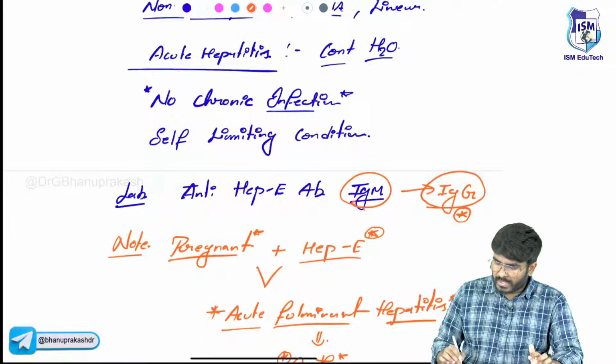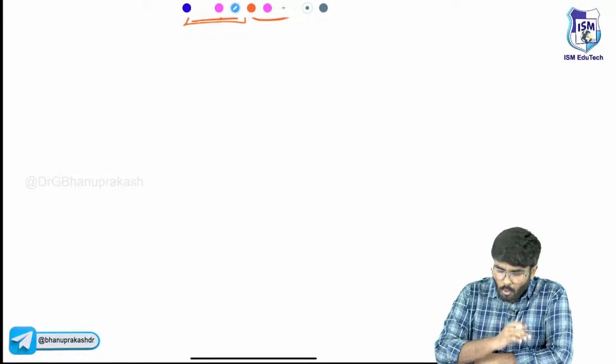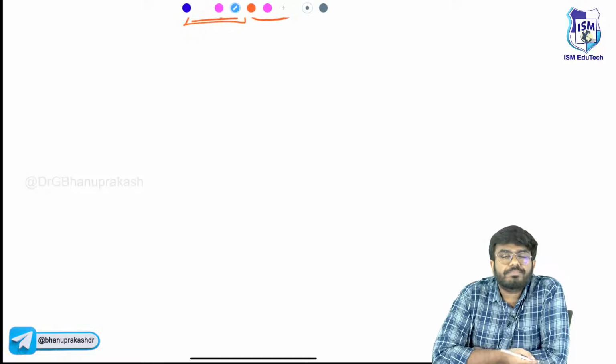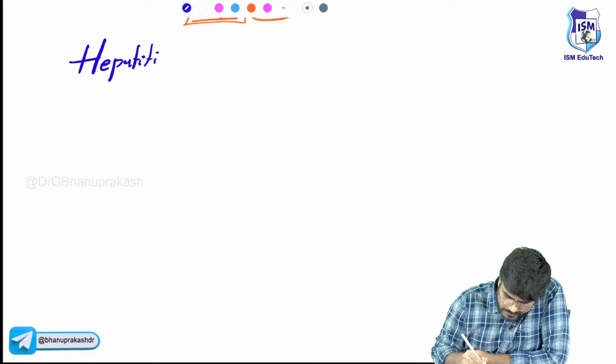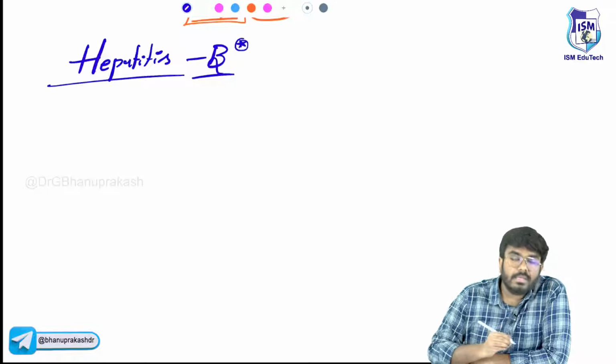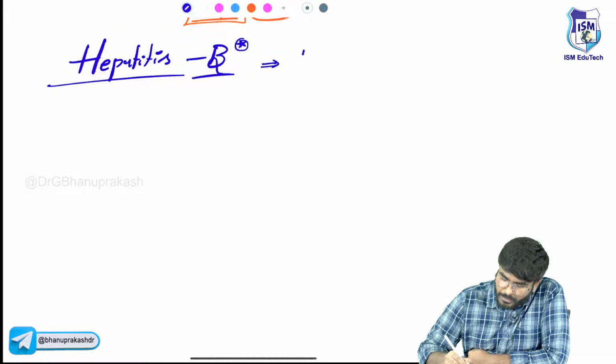Now, after hepatitis C, the number one, most important topic in hepatitis is hepatitis B. Out of all the hepatitis viruses, hepatitis B infection. So this virus belongs to which family? It belongs to the Hepadnaviridae family.